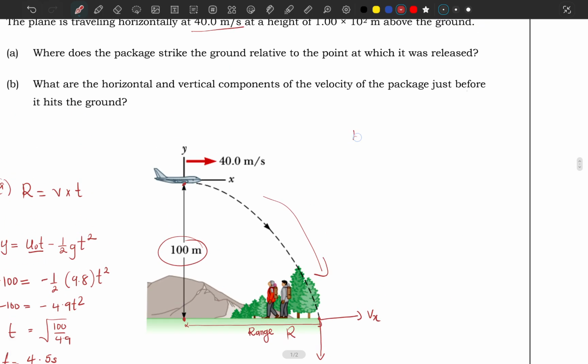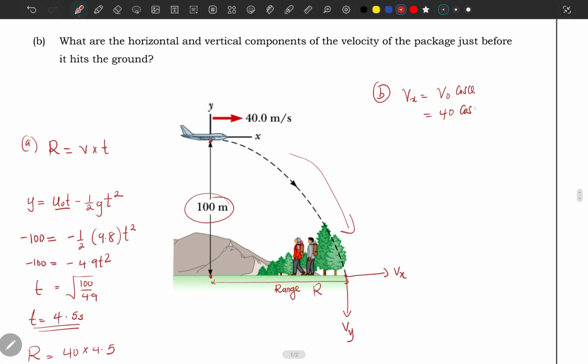But we know that anything to do with the x component, meaning our velocity in the x, will always be initial velocity times cos theta. Our initial velocity is 40, then cos of the angle, which is 0 degrees. I'm still getting 40.0 meters per second. I'll still get the same because there will be no change there.